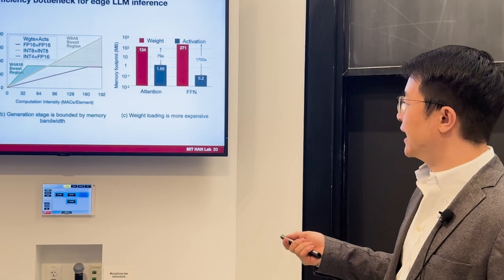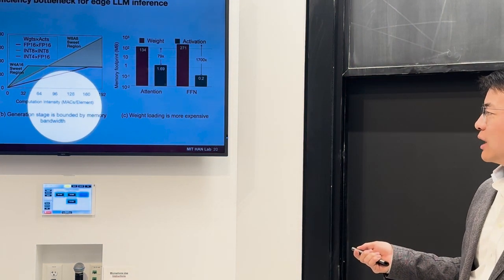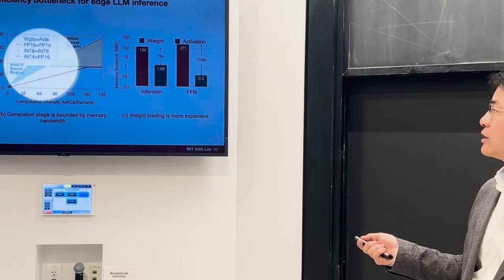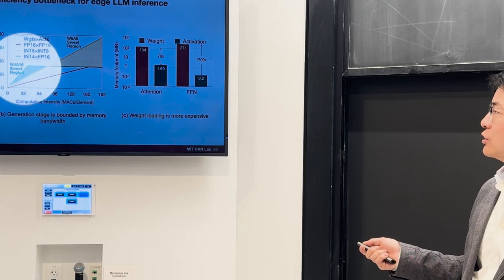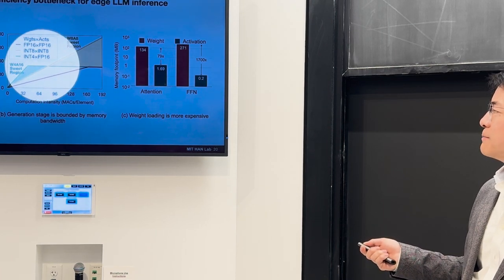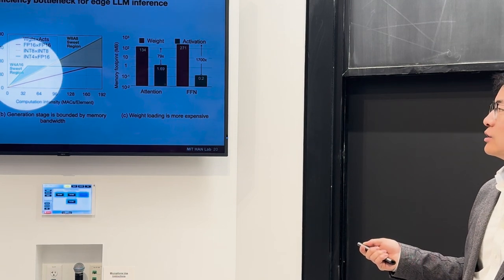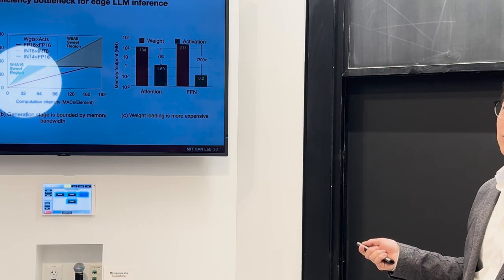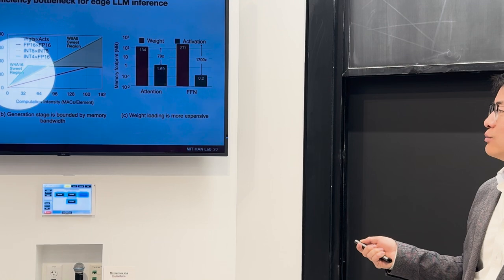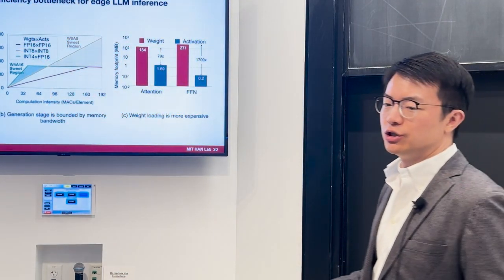The second figure shows that we are focusing on the generation stage, but the generation stage is bounded by the memory bandwidth. Okay? So the red curve here is the FP16 version. The yellow curve is the int8 version, and the green one is the new one we are proposing here, int4 for the weight, FP16 for the activations. In the memory-bound region, when the batch size is small and the computation intensity is small, the W4 version has much higher achieved performance.